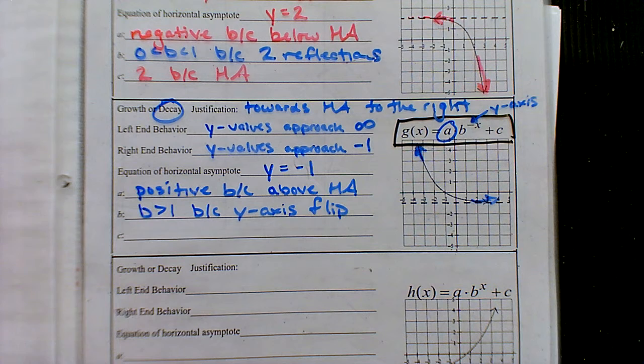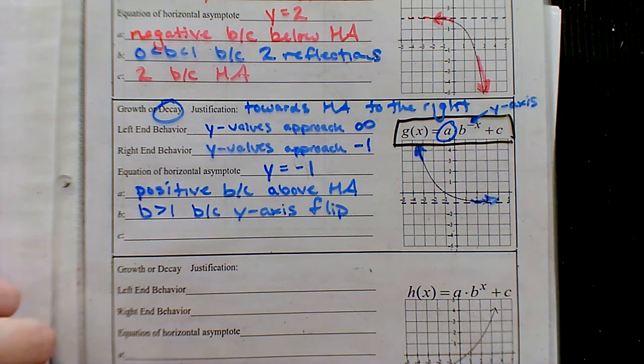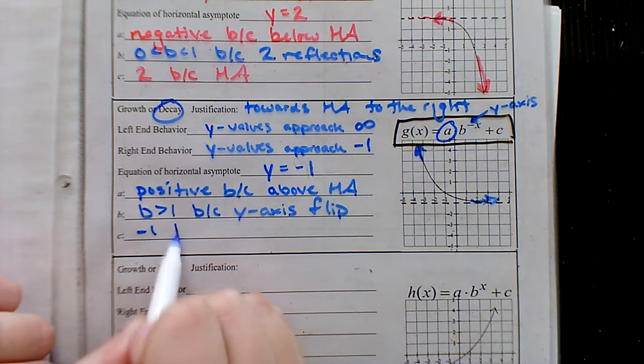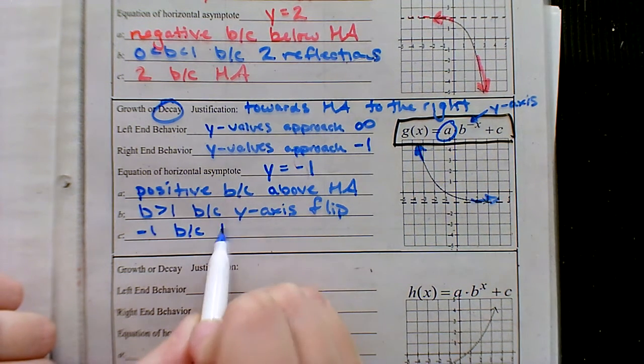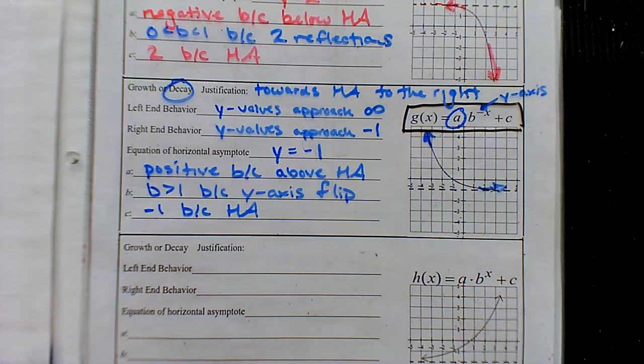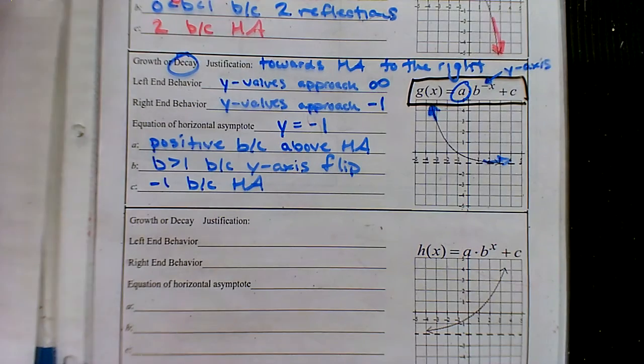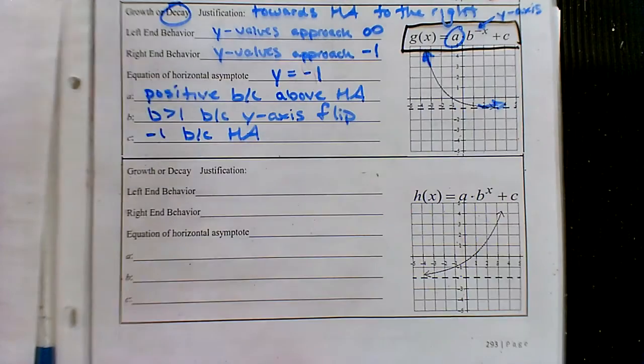All right, and last but not least, our C value. That number being added or subtracted on the end. Yeah, Kyle? Because? That's where it's located. Pretty darn good. Do you guys think you can try the last one? Pick it apart? All right, pay close attention to the equation they give you.